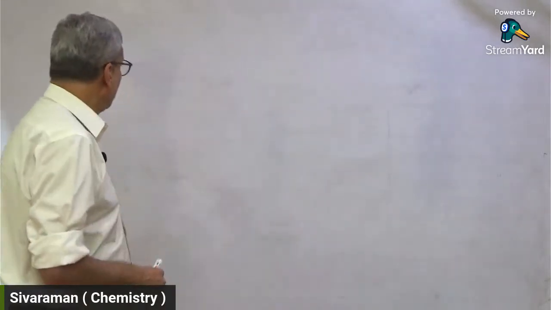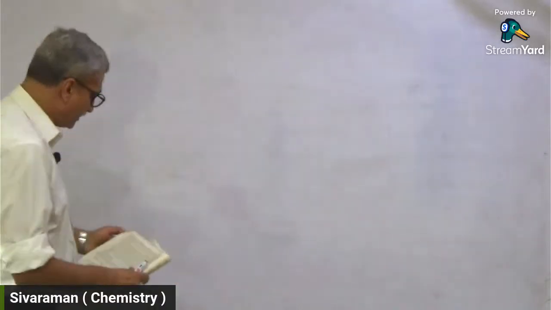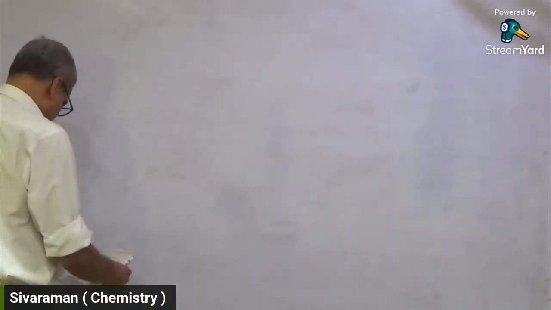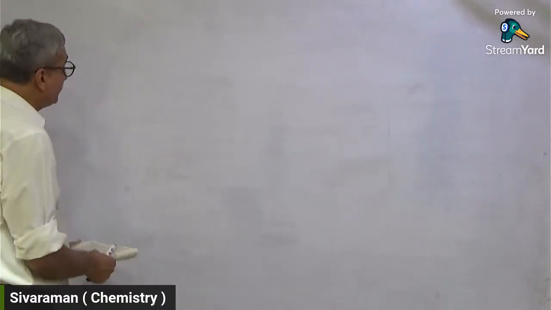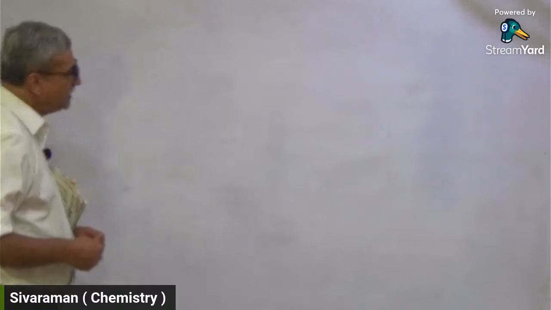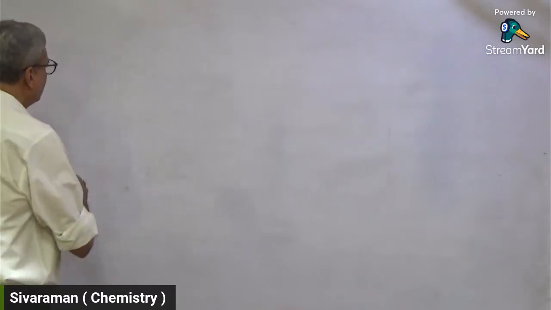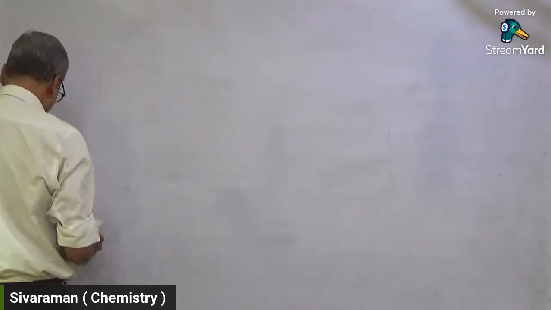Now, yesterday we had finished with the general properties. The last one was what? It was the reactivity towards halogen. It's clear. So today we are talking about the anomalous behavior of oxygen.